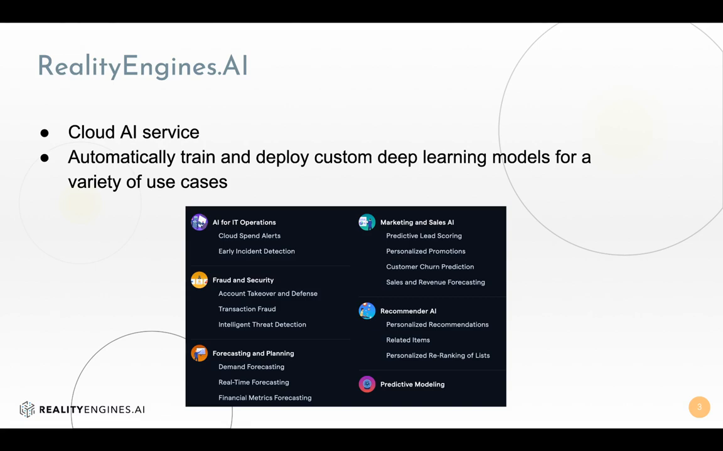So what is RealityEngines.AI? RealityEngines.AI is a cloud AI service that automatically trains and deploys custom deep learning models for a variety of use cases. So if you have data that matches any of these use cases that fall into AI for IT operations, fraud and security, forecasting, recommender systems, RealityEngines.AI takes care of the model training and deployment process end to end. So you can just upload your data, and our service will find the right model parameters to train, and then enables you to deploy your product immediately.